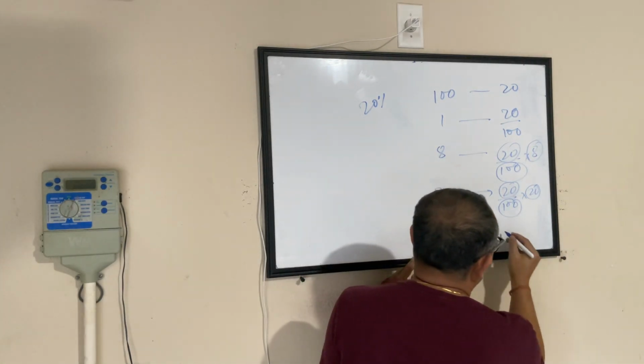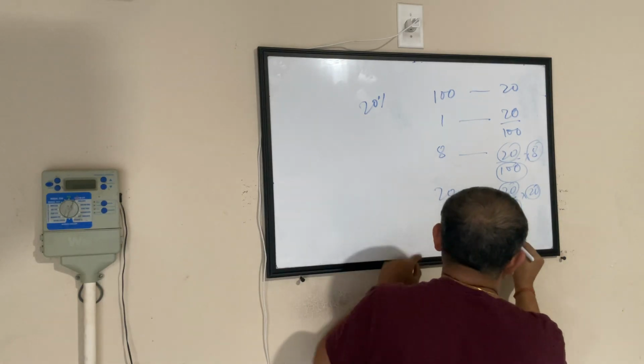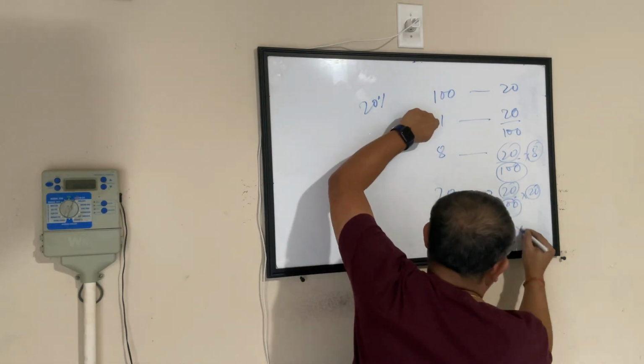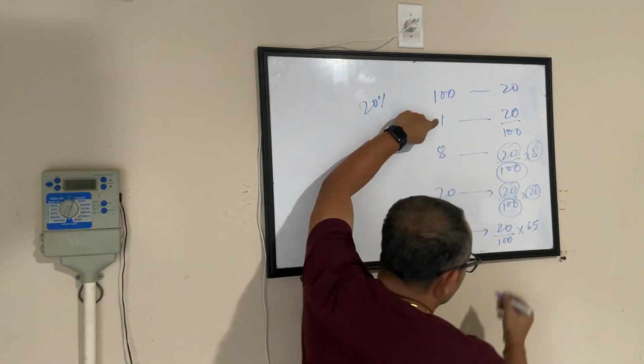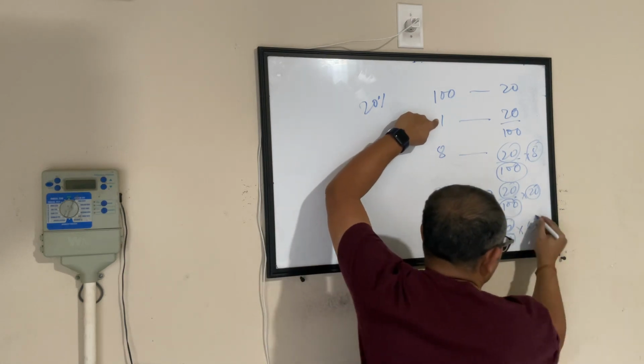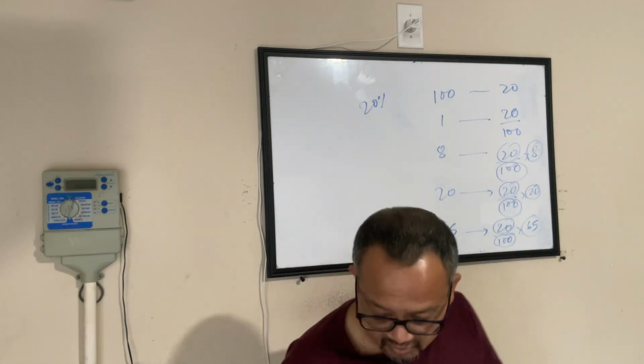how much discount will I get? 20 by 100, which is for 1, multiplied by 65. So look at this, 20% of 65. This becomes our formula actually.